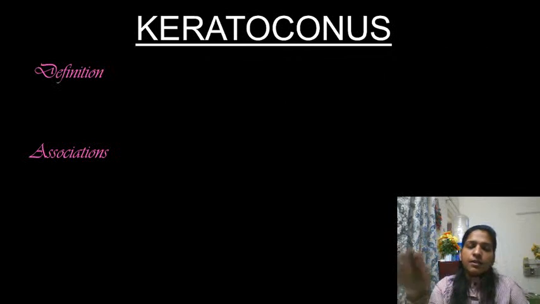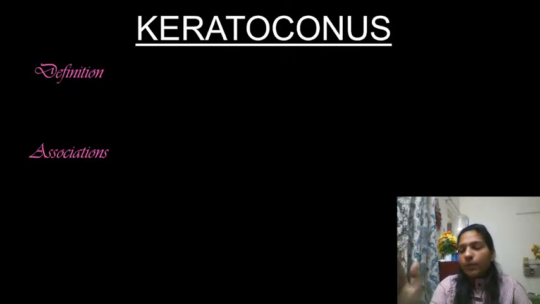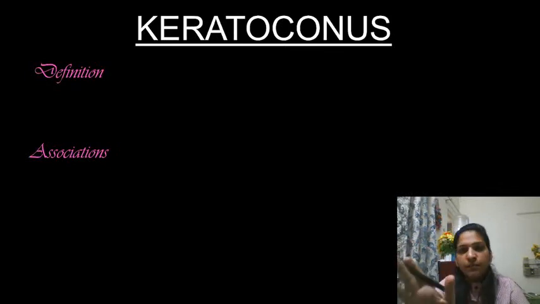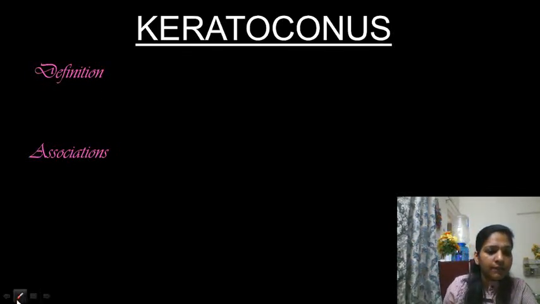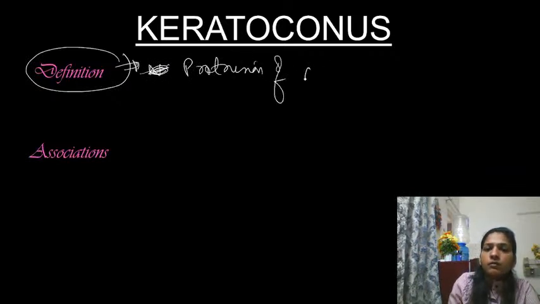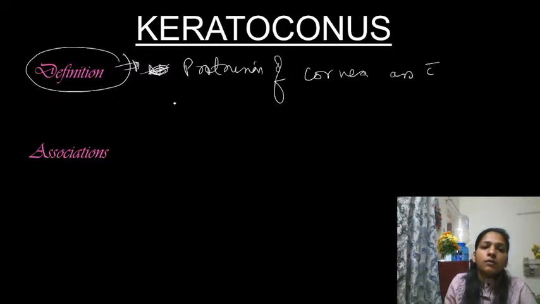Now keratoconus. It is the most important topic in the cornea, most frequently asked in the examination, so you people have to participate in the discussion of keratoconus. Now the definition of keratoconus: it is protrusion of the cornea associated with corneal thinning.